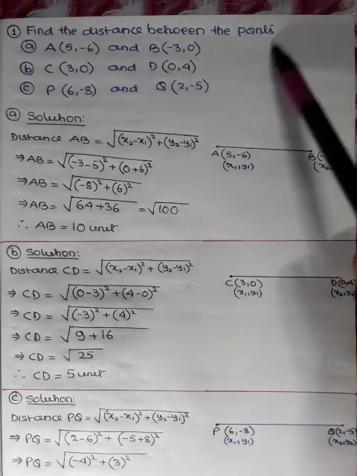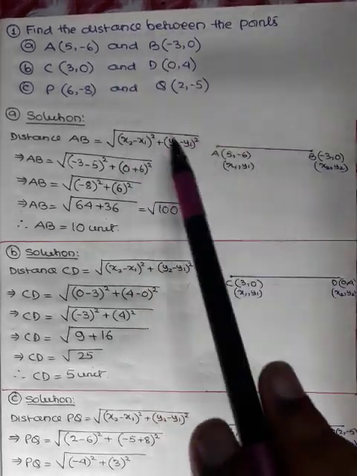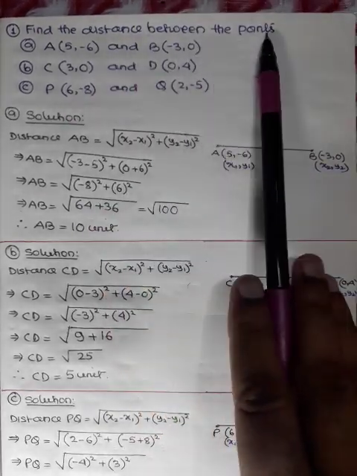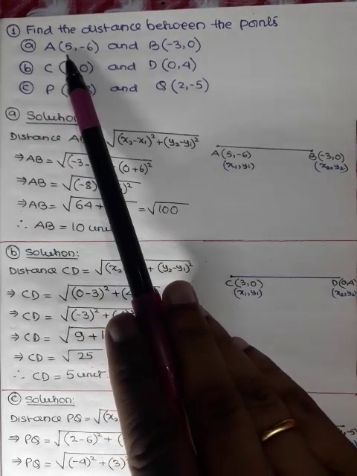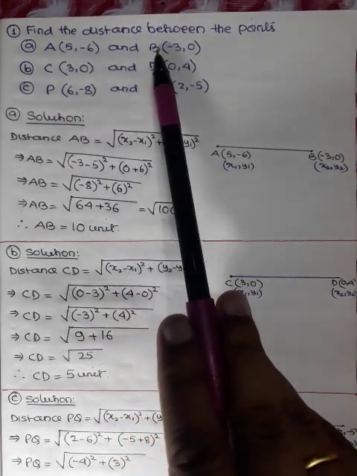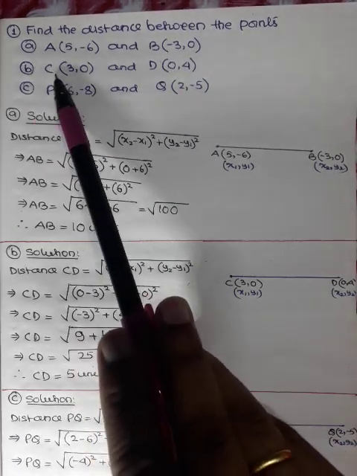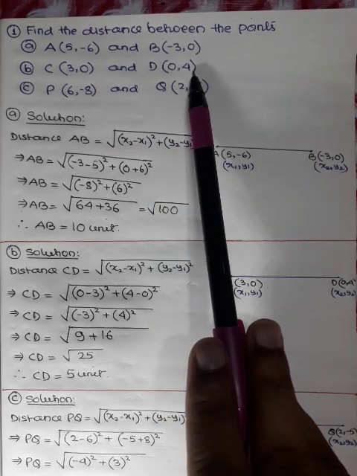Now let's understand some problems by using that distance formula. Find the distance between 2 points. Between the points, part A is A, whose coordinates are given 5 comma minus 6 and B minus 3 comma 0. Part B is C 3 comma 0 and D is 0 comma 4.